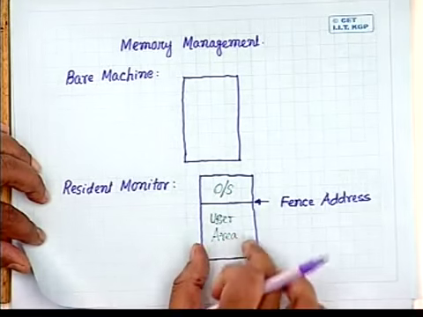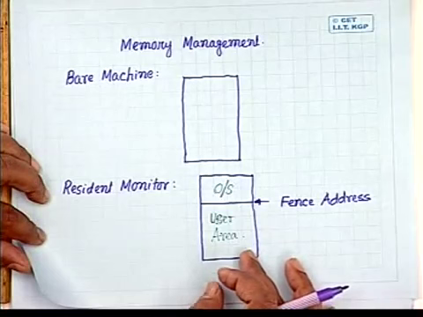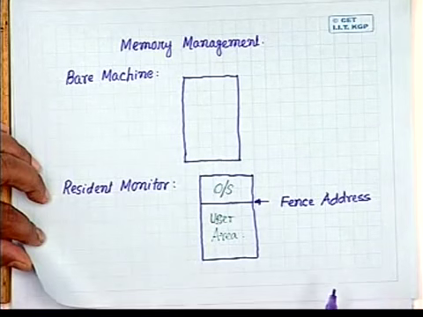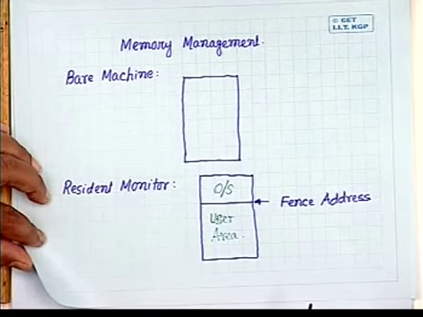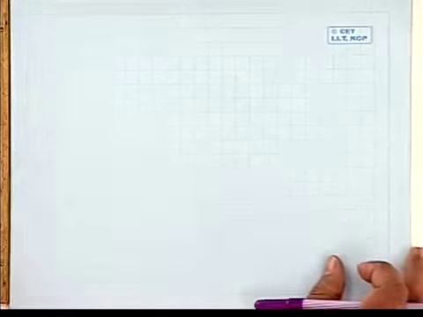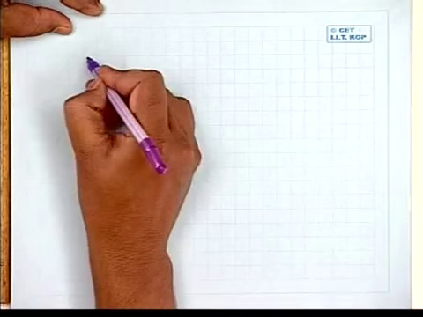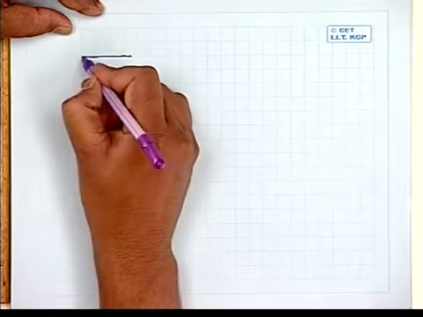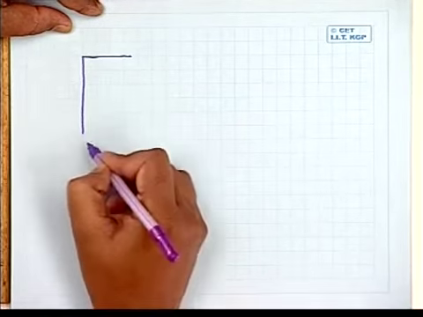However, this model itself can be converted to a multi-user system if we incorporate what is called swapping. So in that case, our model will be something like this. In the main memory, we still have two regions.